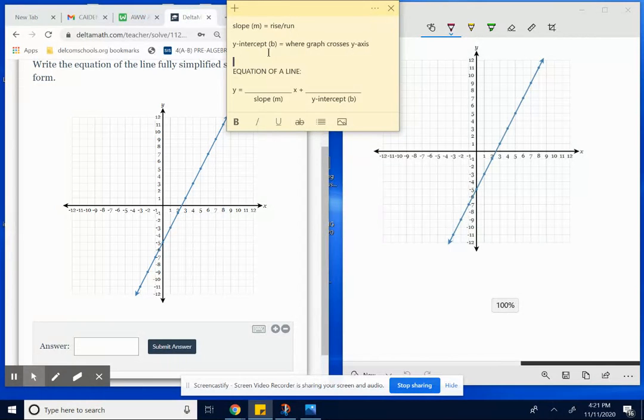Okay, the y-intercept is where a graph crosses the y-axis. And once you know those two things, the equation of a line is always going to look like this: y equals some number, which is the slope, x, plus the other number, which is where you put the y-intercept. So y equals slope x plus y-intercept. Okay, let's do a problem.